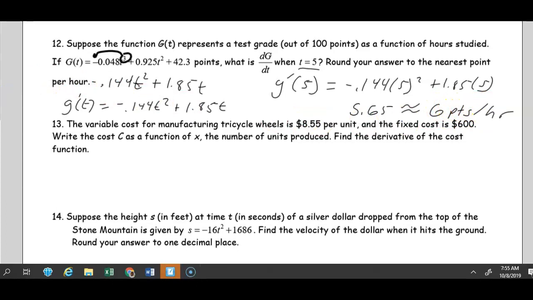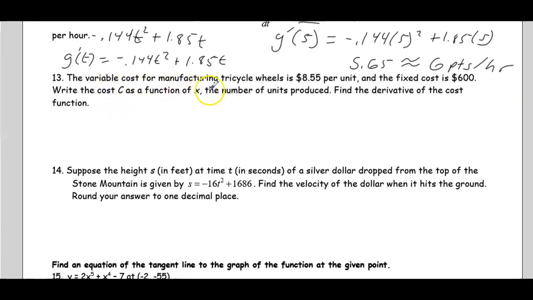All right. Now, for this one, the variable cost of manufacturing tricycles is 8.55 per unit. So that's important. So per unit, we're going to represent as x. We don't know what that unit is yet. And then it says it has a fixed cost of 600. So write the cost C as a function. So C equals 8.55x, because we don't know what per unit is. And then we know the fixed cost is 600.